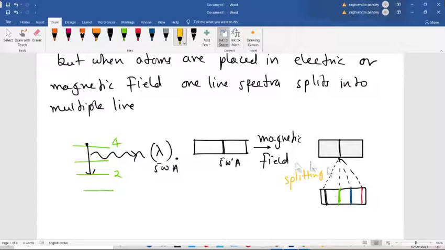For splitting, the field is necessary. If you don't put a magnetic field, it will give a single wavelength. Then there is no problem. When you put the atoms in the magnetic field, instead of giving one, they are giving multiple wavelengths. This splitting doesn't occur if we don't have a magnet.